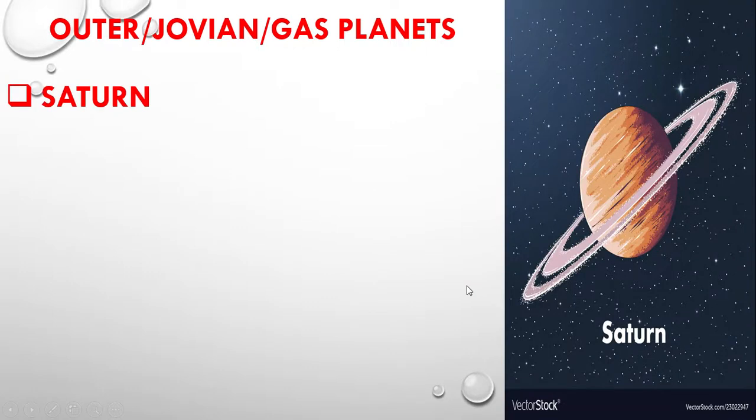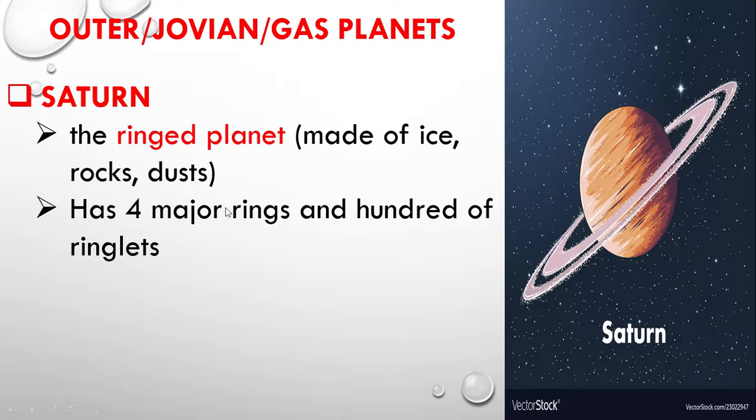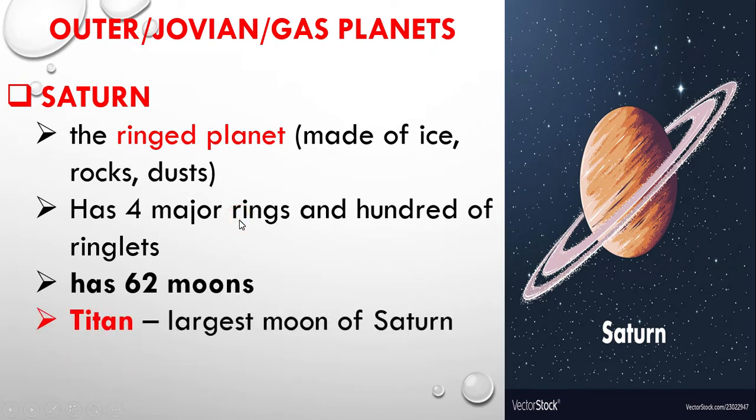Then after Jupiter, we have Saturn. Ayan, no? Si Saturn is a ring planet, no? Yung ring ni Saturn is made up of ice, rocks, at saka dust, no? It is very dense, that is why visible siya with our telescopes, no? Unlike kang Jupiter, although na ring si Jupiter, dili siya dense, dili siya maklaro, but it still has a ring si Jupiter. Okay, so Saturn has four major rings and 100 of ringlets, and it has 62 moons, and Titan is the largest moon in Saturn.